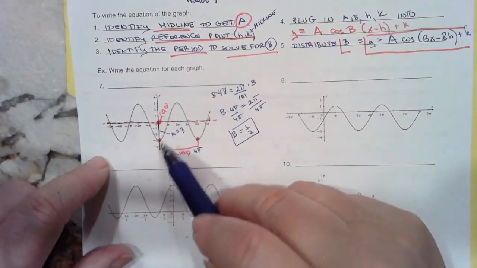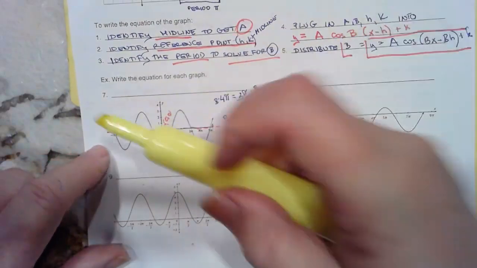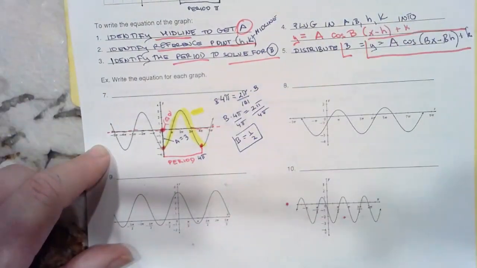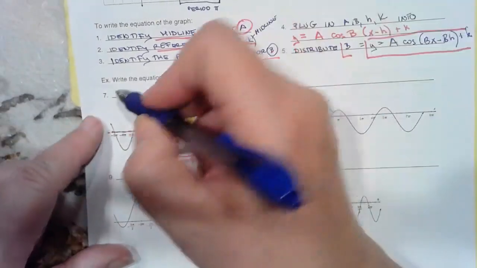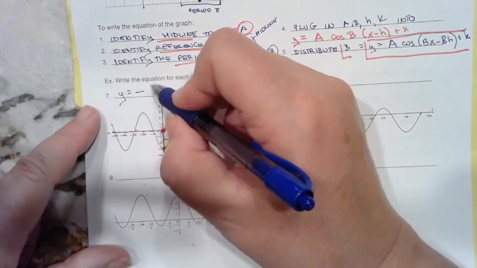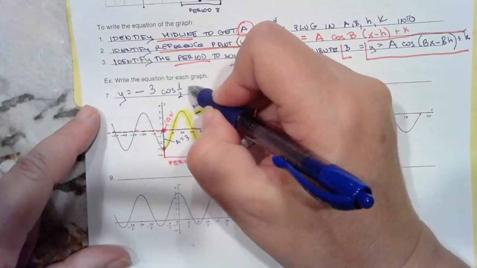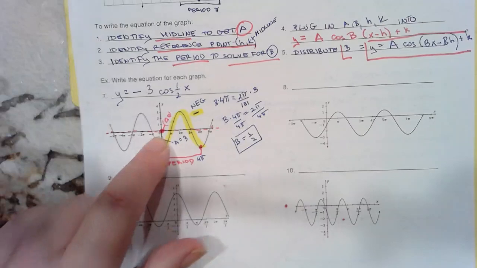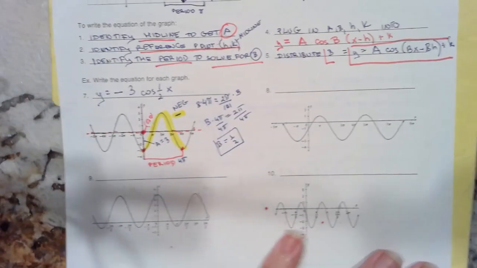So my reference is 0, 0. When I'm writing my equation, I need to recognize that it is opposite, so it's negative. So y is equal to negative 3 cosine of 1/2 x. And I don't have to add or subtract anything because it's 0, 0. Okay. Let's look at the next one.